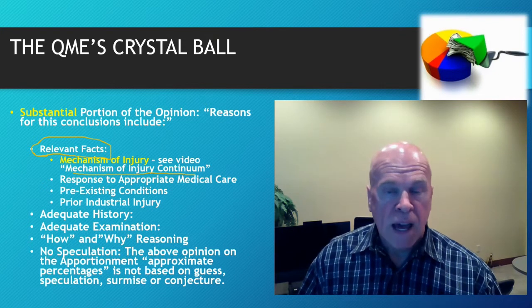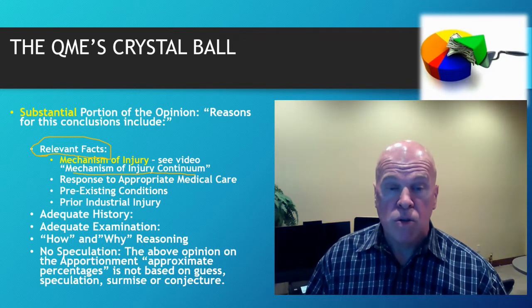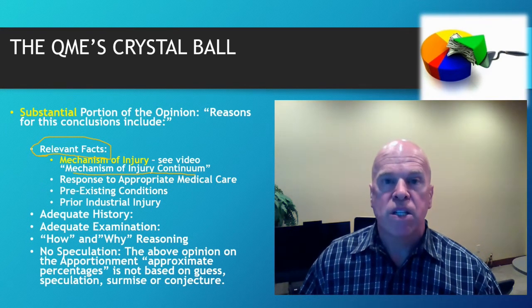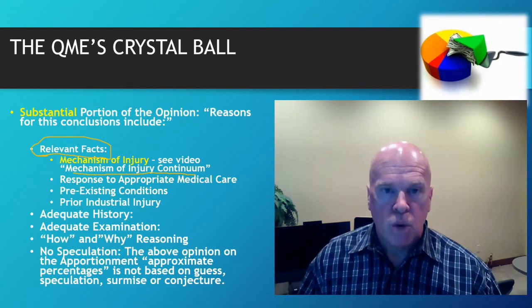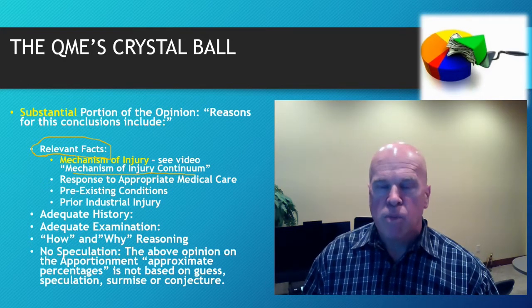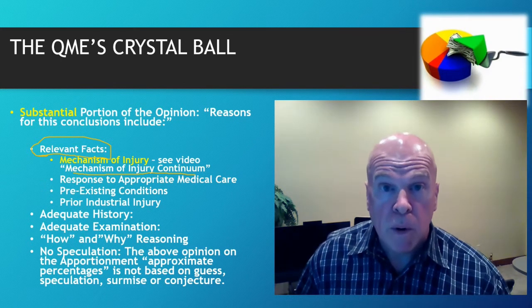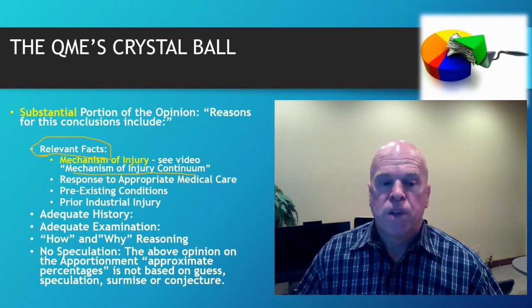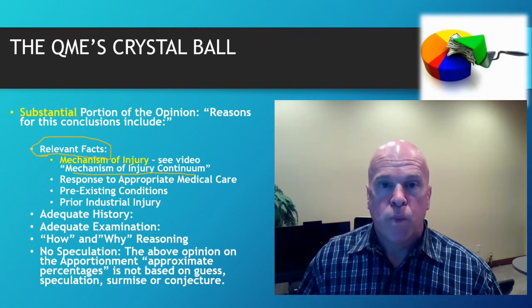In addition to relevant facts, you want to support facts and reasons from the history, facts and reasons from the examination, and you want to put those together into how and why reasoning that supports your apportionment approximate percentages. And finally, you would conclude the substantial portion of your opinion by reassuring the reader of the report that the above opinion on the apportionment approximate percentages of 50% of the permanent impairment to be due to the industrial injury and 50% to be due to other factors is not based on guess, conjecture, surmise, or speculation.